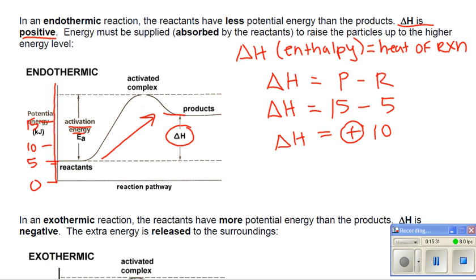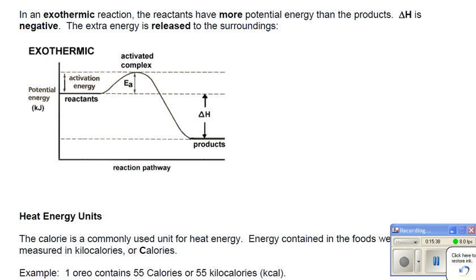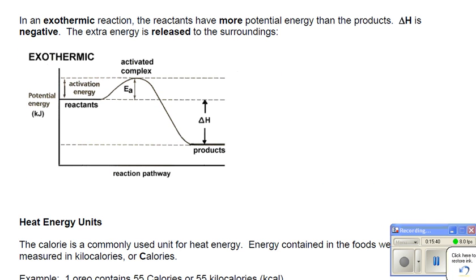Okay? Let's look at the exothermic reaction. Again, here you have your reactants. They're always first. Your products are down here at the bottom. Now, you still have an activation energy, meaning you still have this hill you've got to get over, right? However, this time, the products are located below the reactants on the potential energy scale.